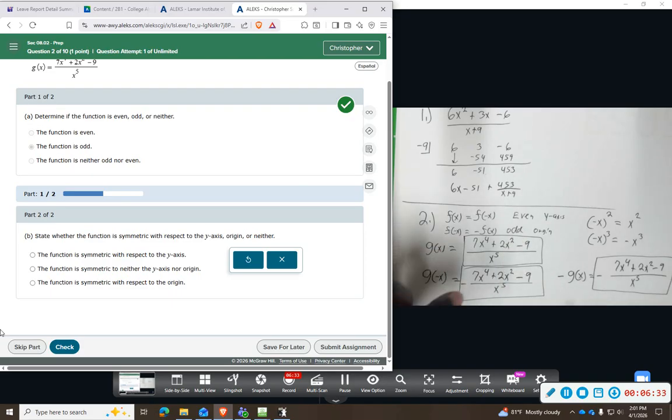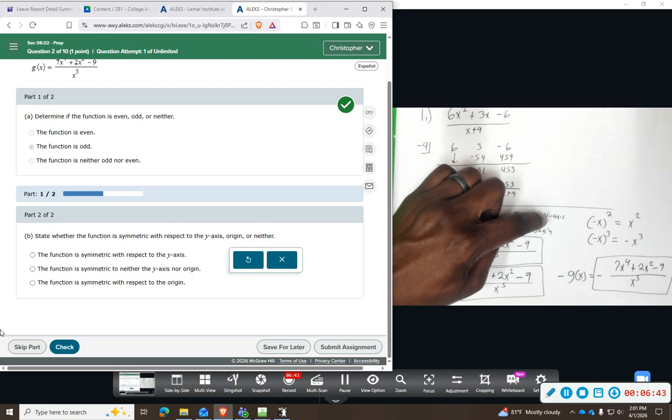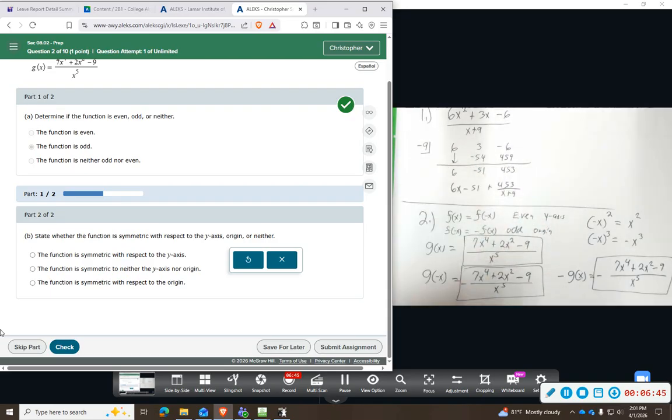So do be aware that just because a function is even does not mean that it can't be odd, because we can have functions that are both even and odd, or basically have y-axis and origin symmetry. So don't think even and odd in terms of numbers. So the fact that this one is odd means it has origin symmetry. So the function is symmetric with respect to the origin.